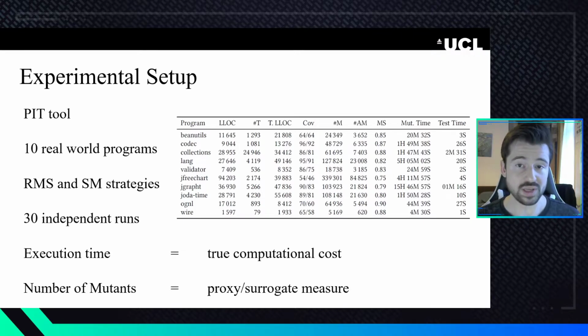In order to evaluate those strategies, we execute them for 30 independent runs because they're stochastic. And then finally, it's important to highlight that in this paper, execution time is what we consider the true computational cost of mutation testing. And the number of mutants is the proxy or surrogate measure for this cost, which is very commonly used in the literature. Okay, now that we have established the experimental setup, let's go to the answers.